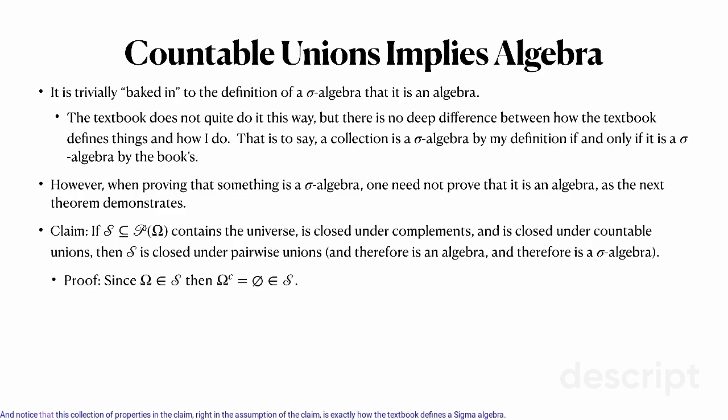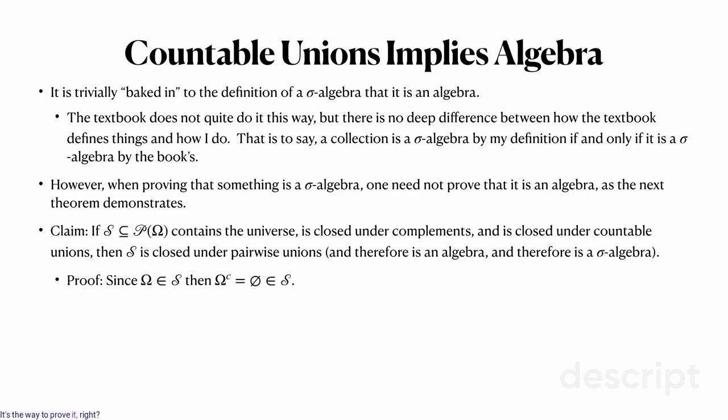And notice that this collection of properties in the assumption of the claim is exactly how the textbook defines a sigma algebra. So I'm showing you that whenever you have something that satisfies the requirements given in the textbook, you actually have something that satisfies my requirements. And the converse is even easier. So anyway, let's prove this.